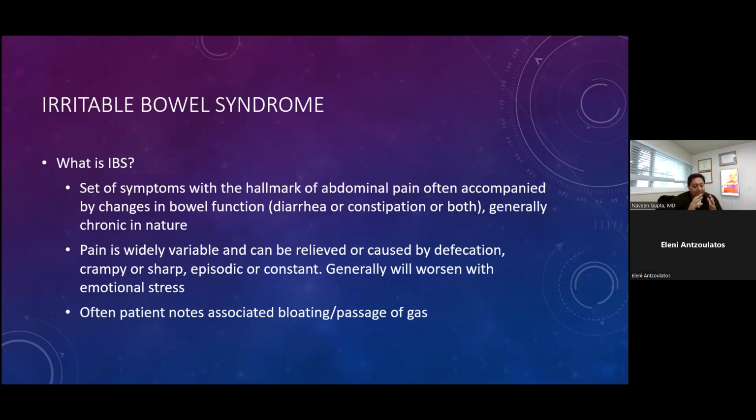It can be sharp, it can be crampy, it can be always present, or it comes and goes, or episodic. It almost always does get worse at times of emotional stress. One of the interesting things is that it does seem to center around bowel habits, meaning that patients will often describe that their pain improves with a bowel movement. Sometimes it can even be caused by having a bowel movement. There is associated symptoms of bloating and increased passage of gas as well.